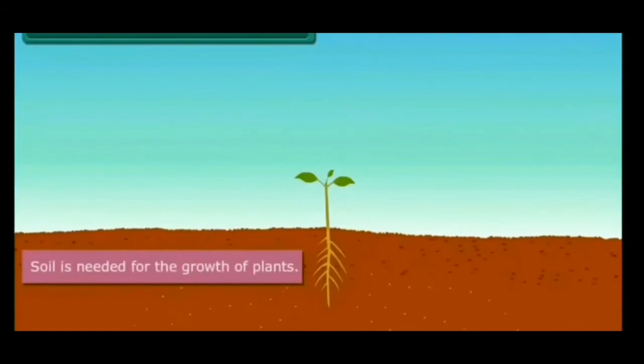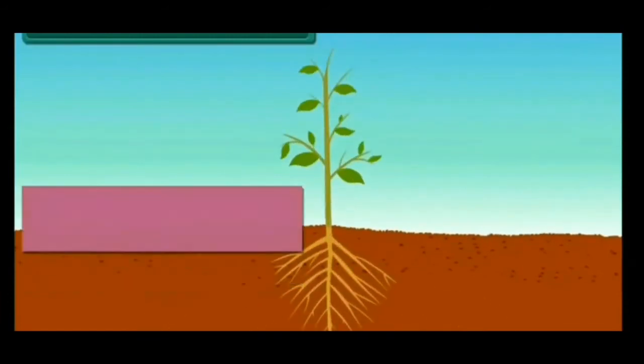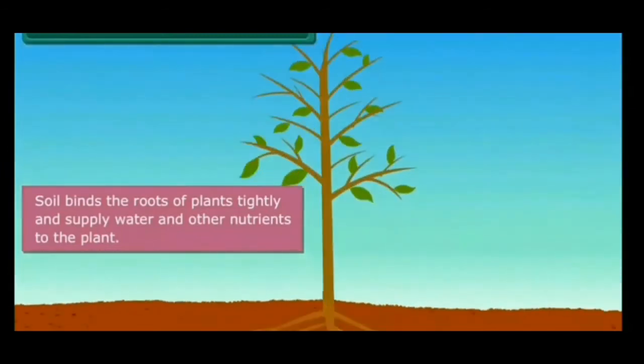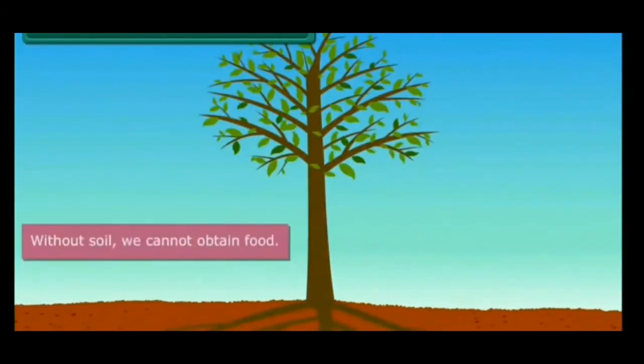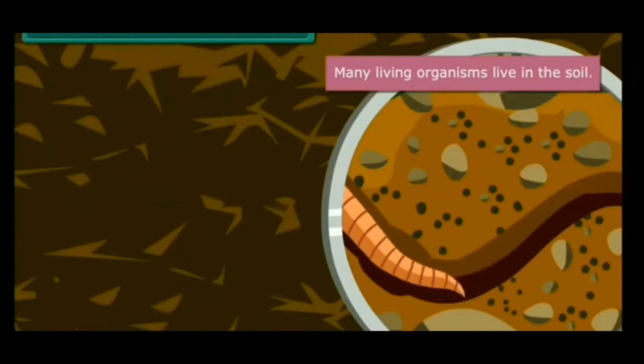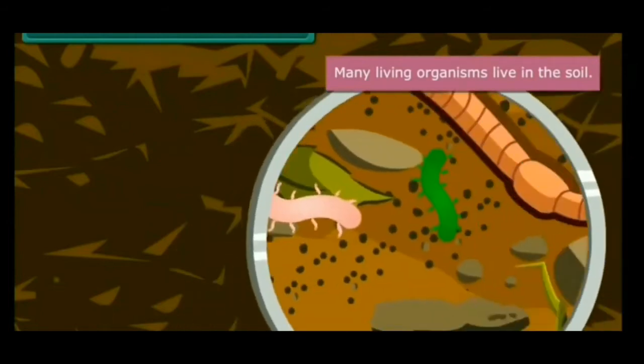Soil is needed for the growth of plants. It binds the roots of the plants tightly and supplies water and other nutrition to the plants. Without soil, we cannot obtain food. Soil is a habitat for many living organisms like ants, earthworms, snails, centipedes, millipedes, snakes, rats, beetles, etc.